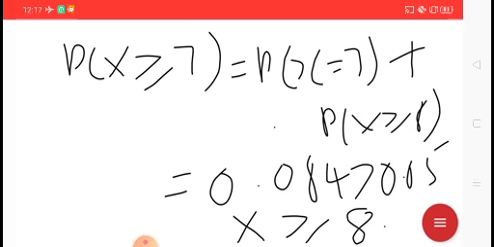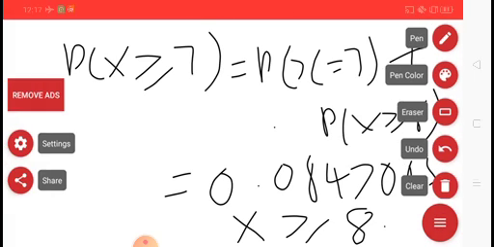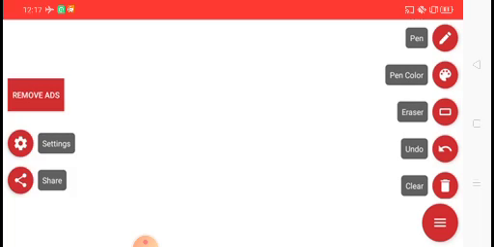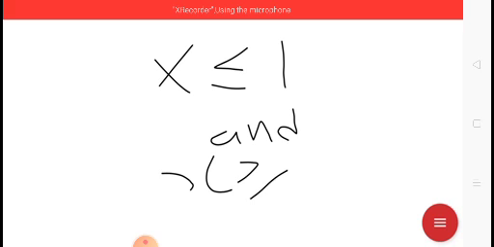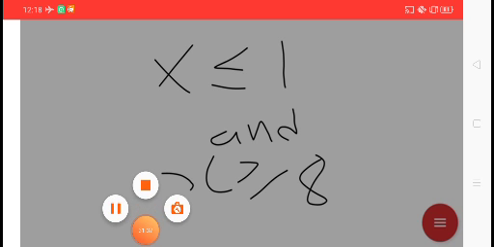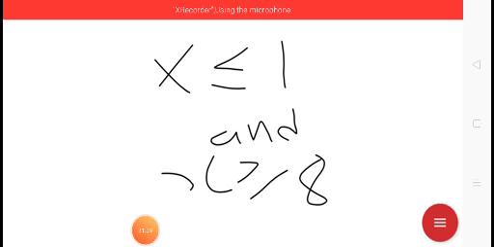So for this question, your final answer should be: your critical region is X smaller or equal to 1 and X larger or equal to 8. So this is your critical region, right? I hope that this is clear for the binomial.